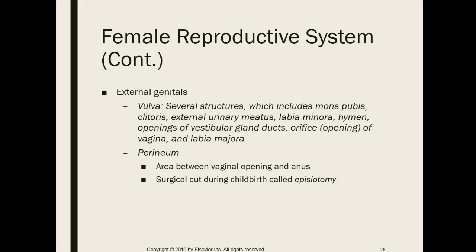Then we have the external genitals of the female. So the vulva is kind of the overall term for the external genitals, but it is composed of several structures. So we have the mons pubis, the clitoris, external urinary meatus, the labia minora, labia majora, the hymen, and then the openings of the vestibular ducts and the vagina.